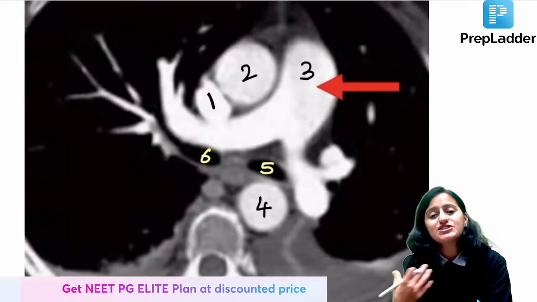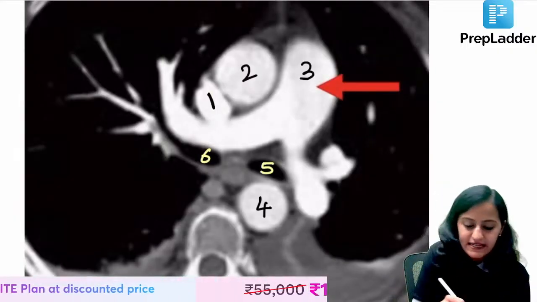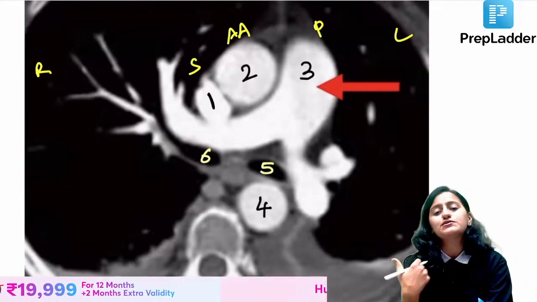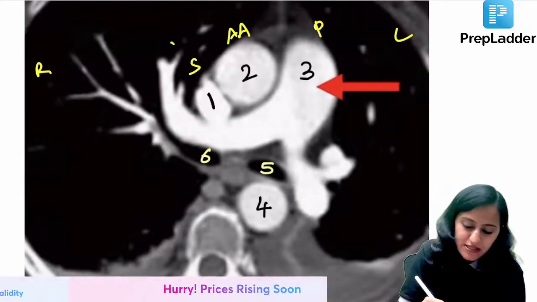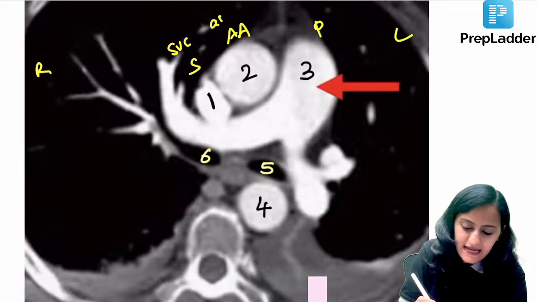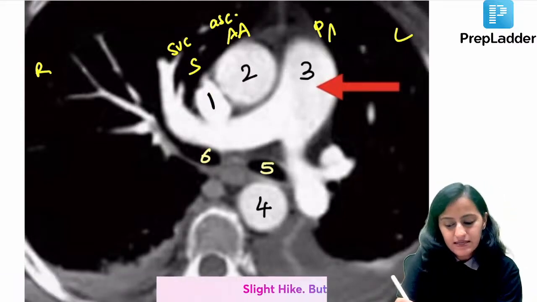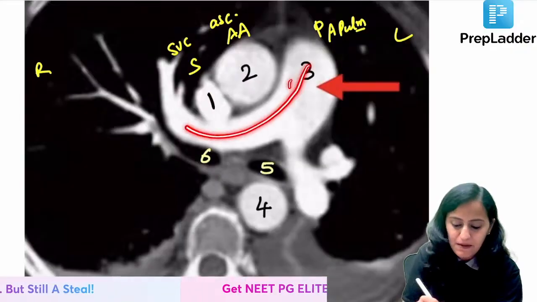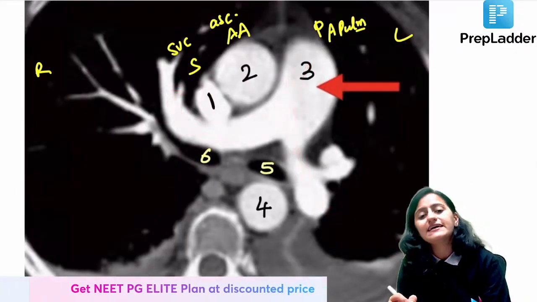Now remember, in the chest, the three major vessels from right to left, the mnemonic is SAP. Okay, right to left, SAP comes. So it is superior vena cava. AA stands for ascending aorta and P stands for pulmonary artery. You can see the pulmonary artery dividing into right and left.